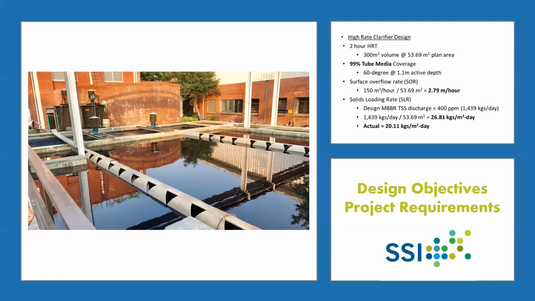In this particular system, we were limited in space, so the surface overflow rate was quite high, 2.79 meters per hour. We did use a lamella system, 99% tube coverage with a 60-degree incline. By doing this with this particular system, we're consistently under 20 TSS and 20 BOD in the final effluent discharge. For textile applications, for example, that's typically well below the norms that textiles shoot for. So it was a very good application for us.